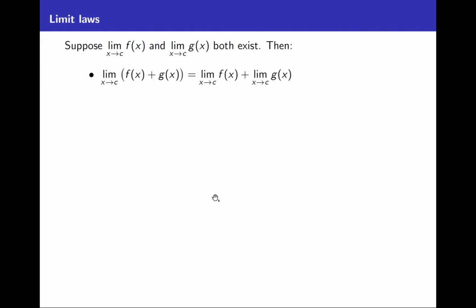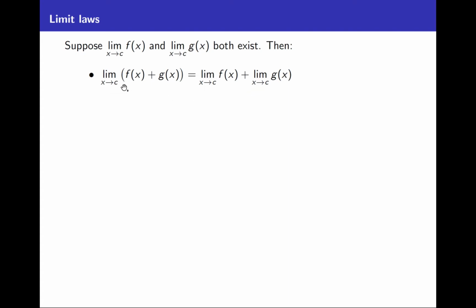Well, given the setup, imagine taking the limit as x approaches c of this more complicated function f of x plus g of x. You would certainly believe, and you'd be right in saying that as x gets closer and closer to c, f of x plus g of x is getting closer and closer to what f of x is approaching plus what g of x is approaching as x goes to c. In other words, it's equal to the limit as x approaches c of f of x plus the limit as x approaches c of g of x.